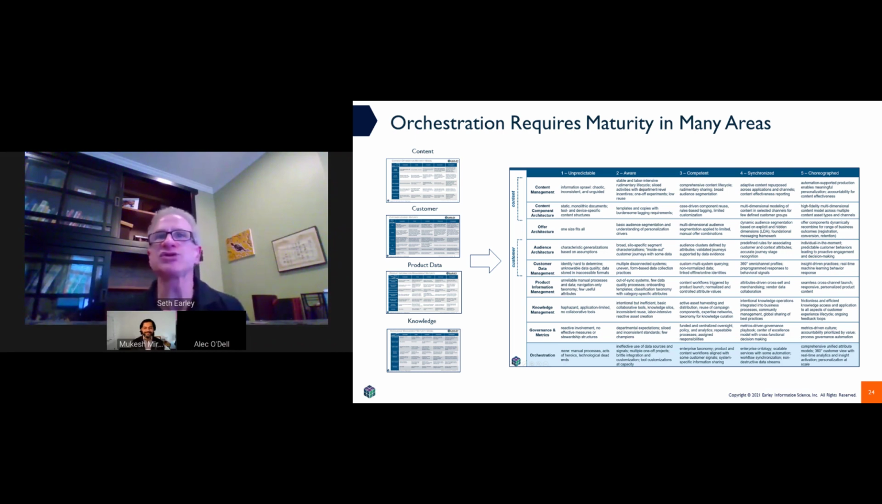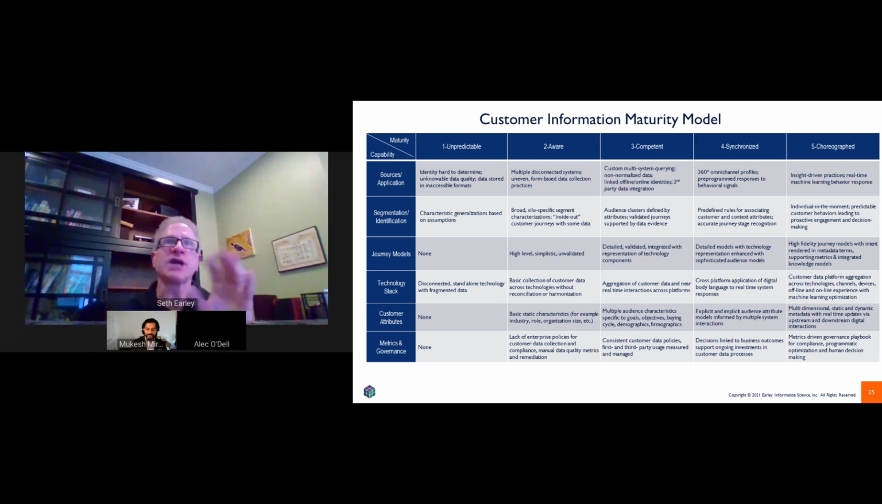And if your leadership is saying, well, why can't this be done in 6 months? And you're at level 1 in an area and you need to be at level 3, well, it's not going to happen in 6 months unless you really put a lot of resources into it. So the point here is this gives you a way of calibrating what's appropriate and how you can move this ahead effectively and successfully. Now, this is just a customer information maturity model.